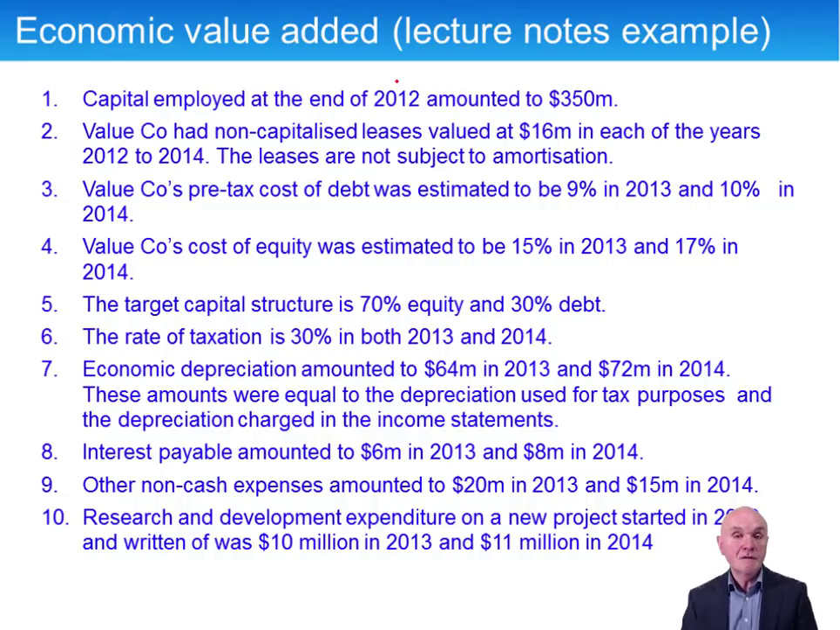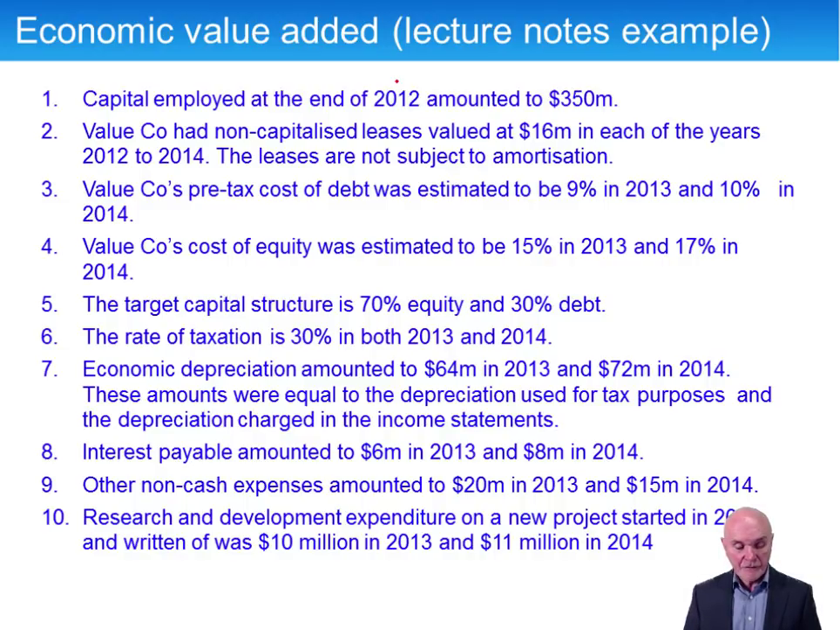And here, note 4 gives you the cost of equity for the 2 years. And then in note 5, it gives you the target capital structure, which gives you the weighting factors 70%, 30%. Rate of tax was 30% in both years. Economic depreciation amounted to 64 in 2013 and 72 in 2014. These amounts were equal to the depreciation used for tax purposes and the depreciation charge in income statement. So this means that if you were to add back book depreciation and subtract the economic depreciation, you end up where you start, so you can leave those adjustments out in this situation. If they were different, you would add back book depreciation, you would subtract the economic depreciation.